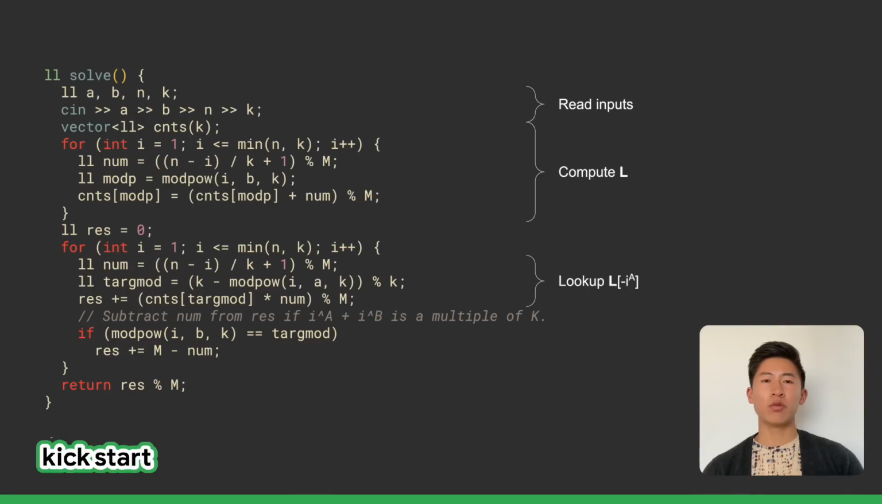In the final step, we compute i to the a and look up negative i to the a in L to accumulate in our answer. If i to the a plus i to the b is a multiple of k, we subtract it to avoid counting this case that's not allowed in the problem statement.